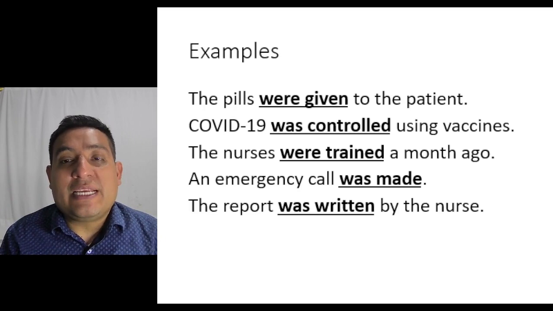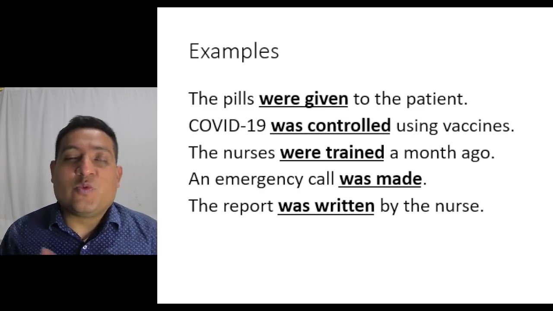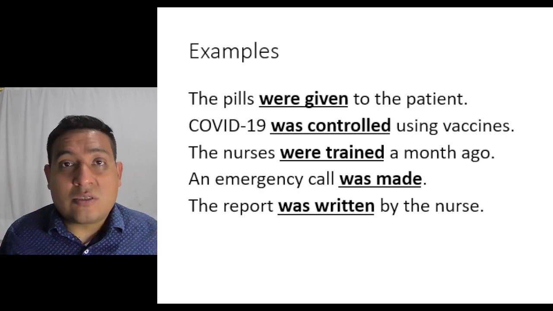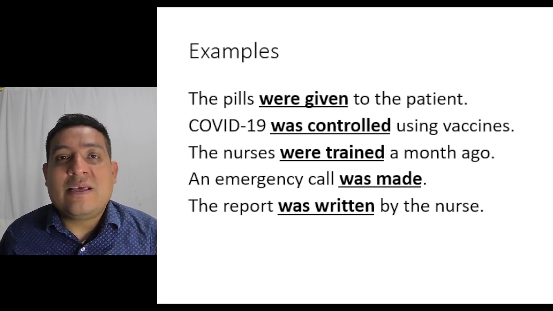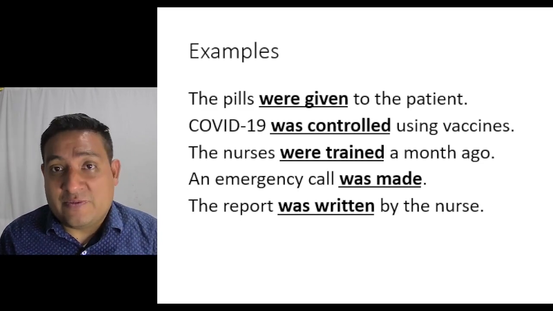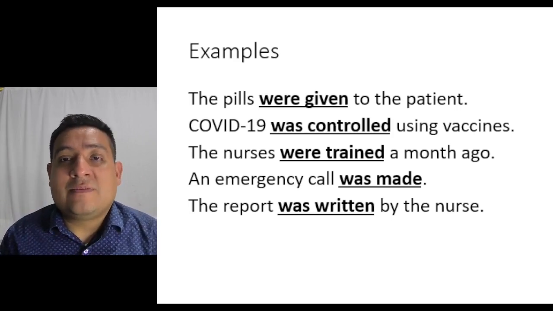Example 2, COVID-19 was controlled using vaccines. Who controlled the COVID? In the active voice, it would be something like doctors or scientists control COVID using vaccines. But here we're using it in a passive voice. So we say COVID-19 was controlled using vaccines.